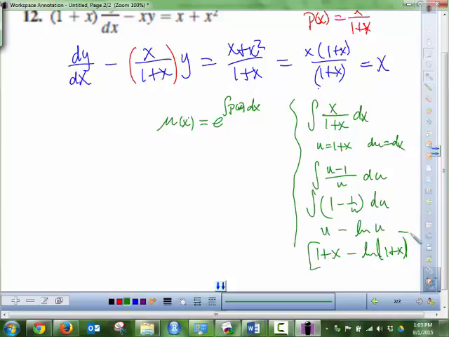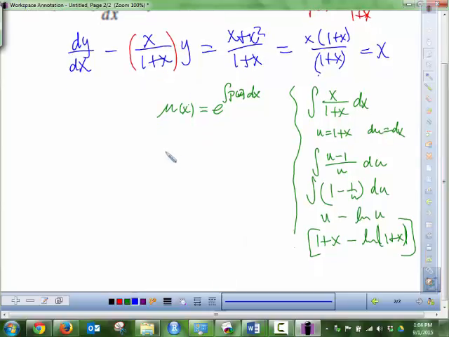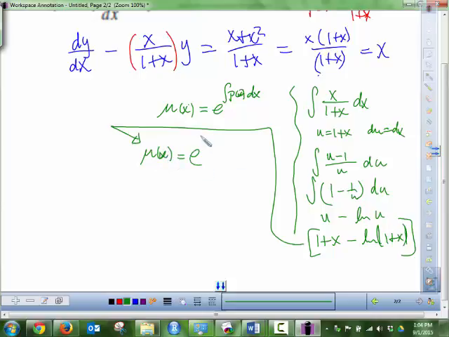So that looks like a complicated integrating factor. I want to multiply both sides by this, right? So let's take our integrating factor mu. Oh, I need to raise it as an e. Mu of x is equal to e to this thing, e to the 1 plus x minus ln of 1 plus x.